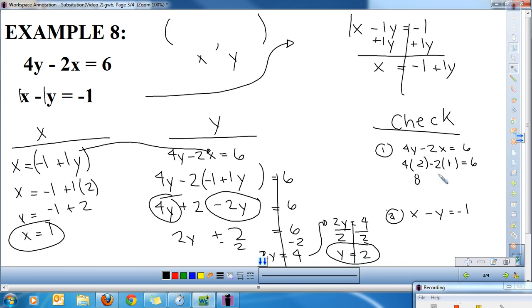4 times 2 is 8. Negative 2 times 1 is negative 2. 8 minus 2 is 6. So 6 equals 6. It works. Let's try our second one. X was 1 minus y, which was positive 2. 1 minus 2 is negative 1, and negative 1 equals negative 1. It works. So my solution works. So my solution is 1, comma, 2.